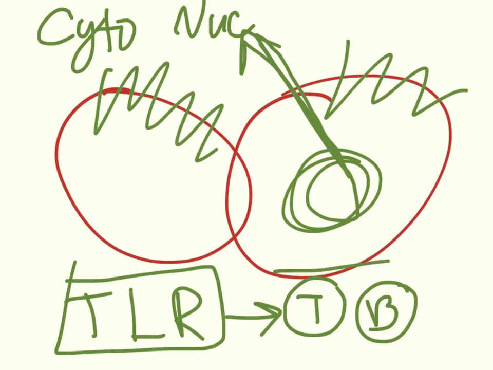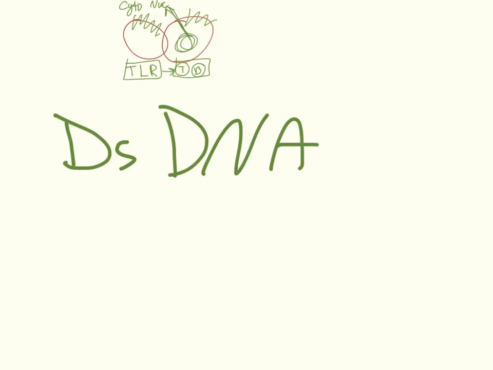As long as I have the B's and the T's that recognize those patterns, then I will have a proliferation, a clonal expansion, and I'll have that autoimmune disease. The big one is double-stranded DNA. It's the most specific for lupus, as far as antibodies go.